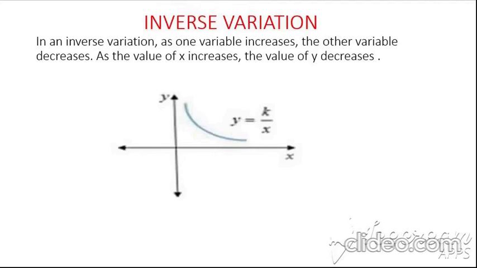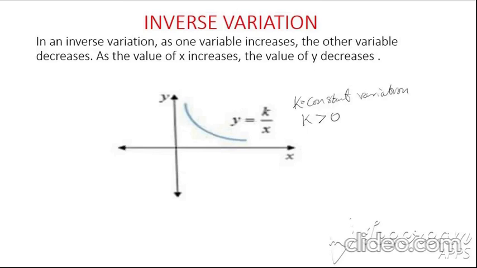So the graph is falling, pointing to the x axis. As the value of x is increasing, y is decreasing. Therefore, it is a graph with a slope pointing to the x axis. And then in here, x and y are variables, while k is the constant of variation. So k is a constant. K is a constant variation.